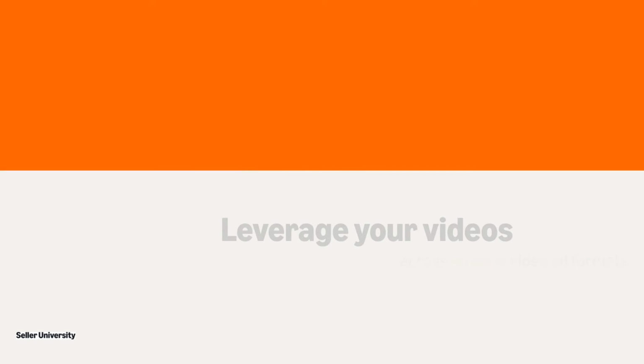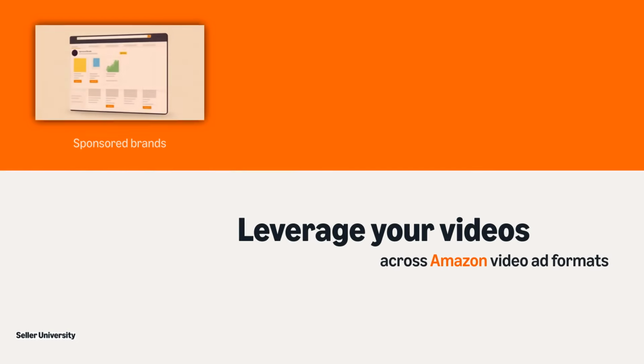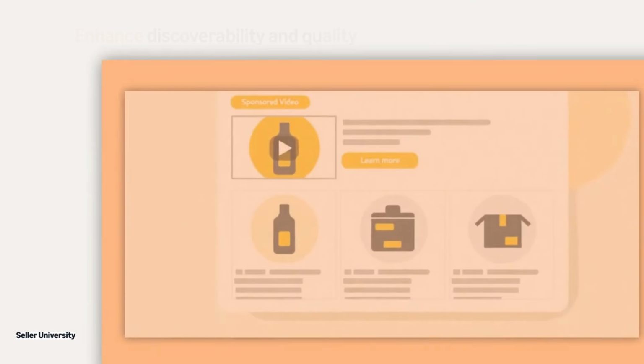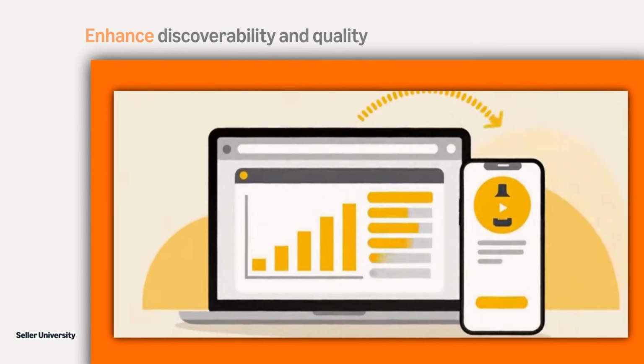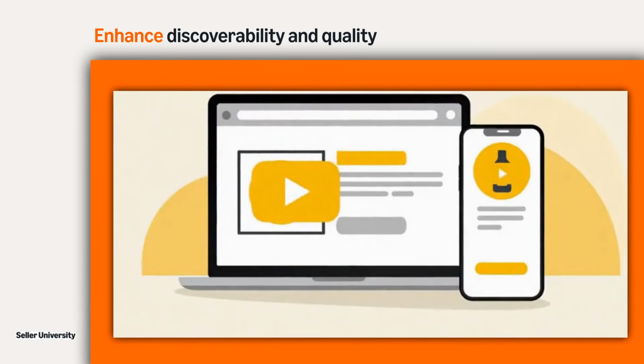You can leverage your videos across Amazon video ad formats including sponsored brands, sponsored TV, and online video. Integrating your videos can help improve discoverability and maintain consistent, professional quality visuals across multiple surfaces.